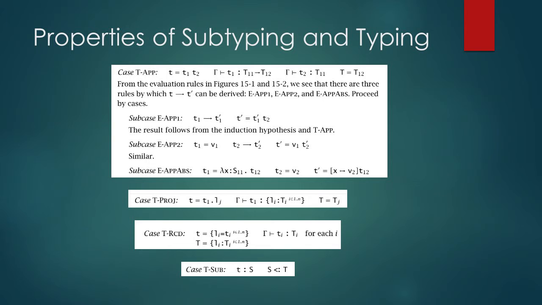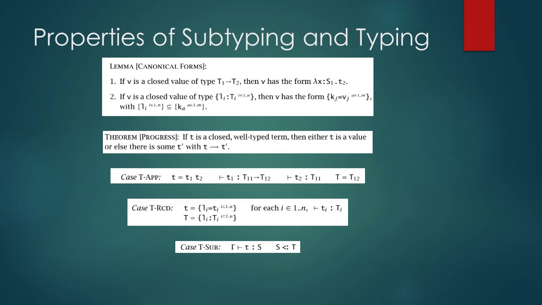The case of t-sub is simply that if a given term is of type S, and S is a subtype of type T, then the term is also of type T. And these are all the cases we must add to account for subtyping and prove preservation. We next prove that well-typed terms cannot get stuck even with the addition of subtyping.